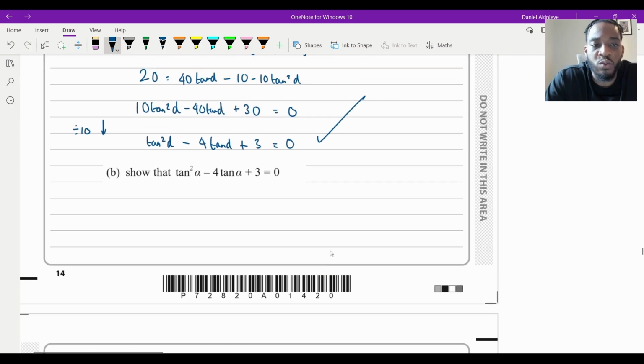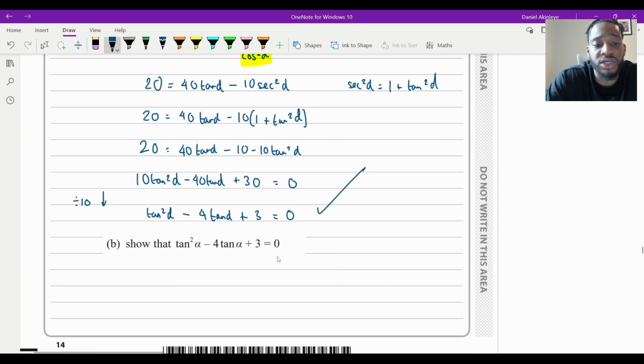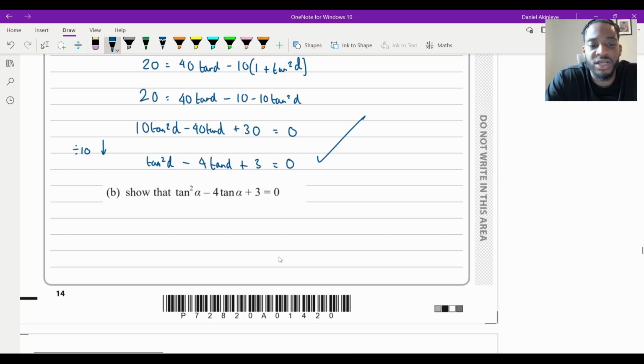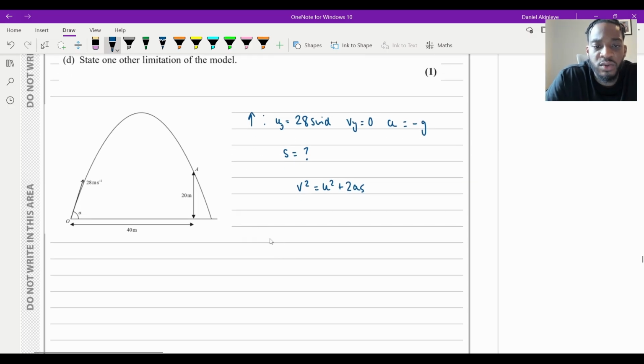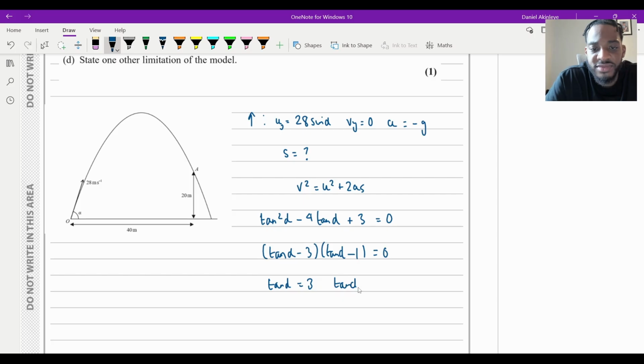Now, remember in part b, we showed that tan squared alpha minus 4 tan alpha plus 3 is equal to 0. So alpha must come from here. So what we need to do is solve this for alpha, and then we can put that into there. So let me just write this equation again. It was tan squared alpha minus 4 tan alpha plus 3 is equal to 0. Now, this is just a standard quadratic. Two factors of 3 which add to make negative 4 will be negative 3 and negative 1, isn't it? So it's going to be tan alpha minus 3 and tan alpha minus 1 is equal to 0, meaning that tan alpha is equal to 3 or tan alpha is equal to 1.